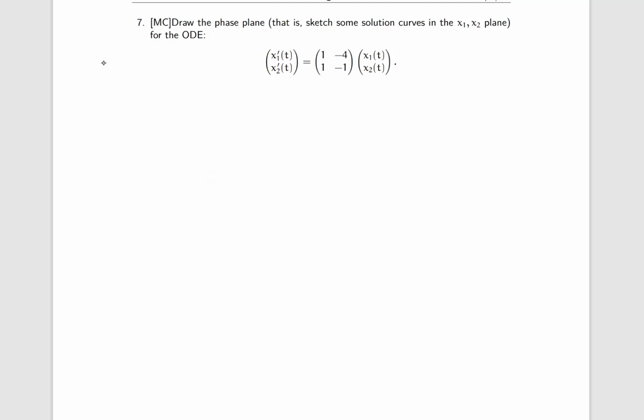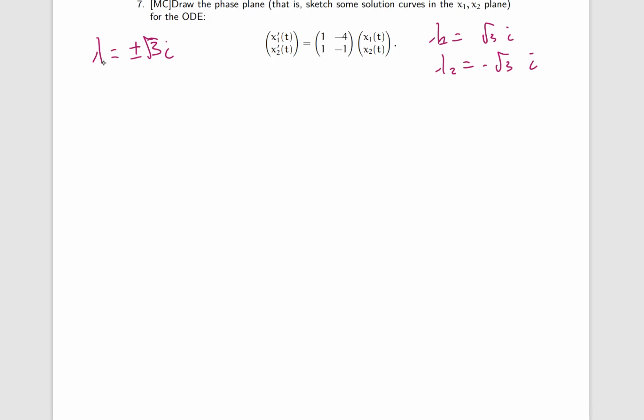Okay, so here I'll just go ahead and tell you the eigenvalues are plus or minus the square root of 3i, or you could just write it as lambda 1 is equal to the square root of 3i, lambda 2 is equal to minus the square root of 3i. In a case like this, you know that the general solution is going to be some linear combination of these trigonometric cosine and sine vectors: cosine of the square root of 3t, sine of the square root of 3t, with no exponential term.